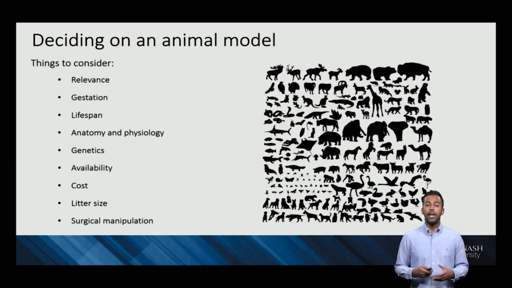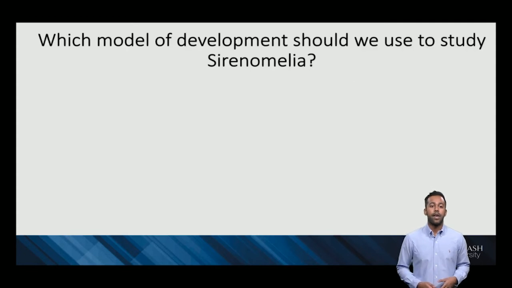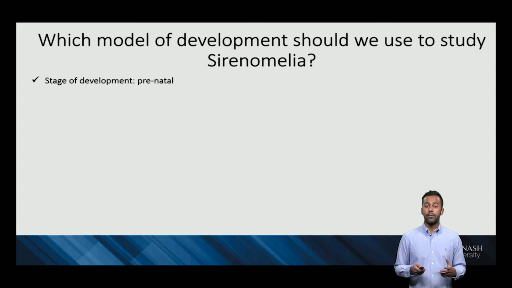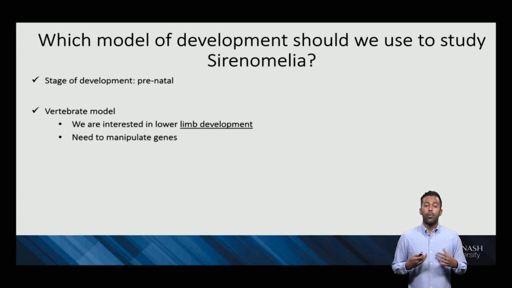So these are all important considerations to have when we're deciding on an animal model. So which model of development should we use to study Serena amelia? We're interested in a congenital abnormality, which means a prenatal stage of development. So we're interested in the developing embryo before birth. We need a vertebrate model. We're interested in lower limb development.